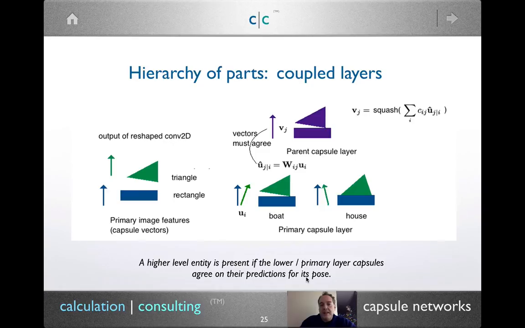So in other words, a higher level entity is present if the lower primary layer capsules agree on the predictions for their pose. When you go into the paper and try to read it, you're going to see mathematics like this: the output is a mean value of u hat j|i, the prediction of the pose of j given the vectors i and this transformation matrix. And v_j is a type of nonlinearity applied to a weighted sum of the predictions. We're going to learn these weights, and then a nonlinearity is applied to it.